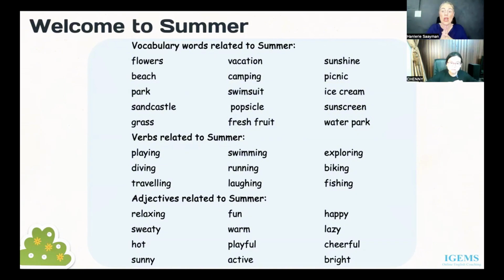Fantastic. So now what you're going to do is make use of these words, okay? And then you have to use at least 2 of these words in each section. So you have to use 2 vocabulary words, 2 verbs, and 2 adjectives. And now you're going to tell me, what is your plan for the summer to come? What are you going to do? What activities would you like to do by using 2 of each section?